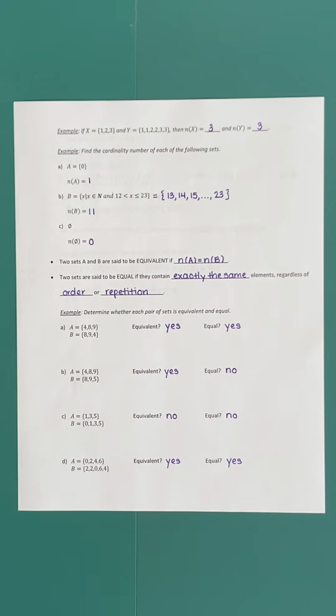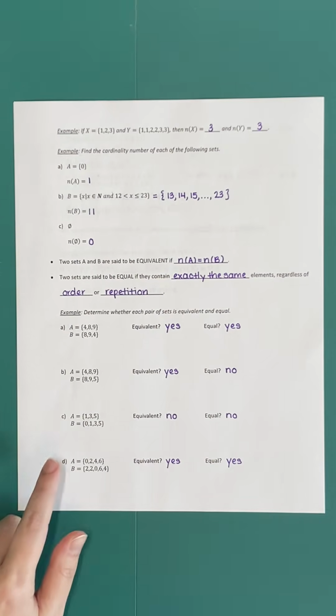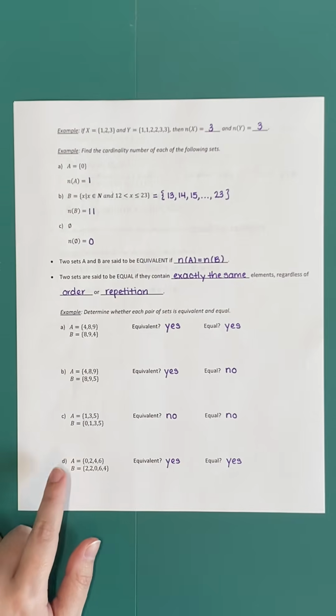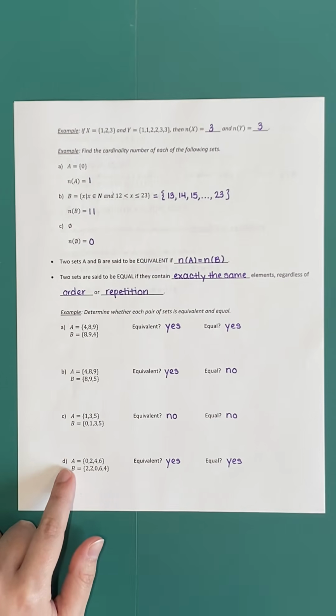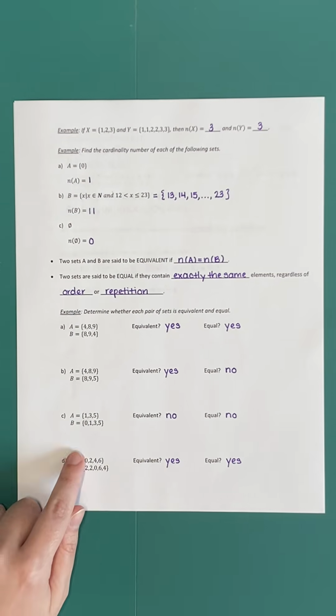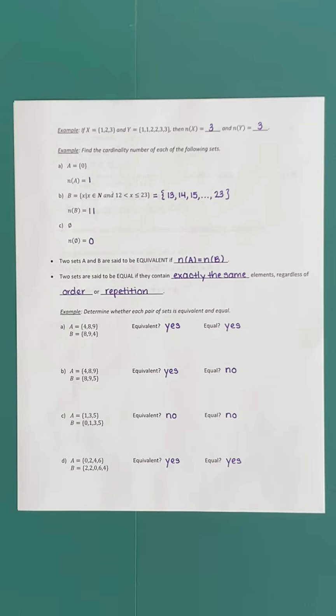Okay, one more. This one is a little bit tricky. We're going to have to be careful. So A is {0, 2, 4, 6}, and B is {2, 2, 0, 6, 4}. Okay, are they equivalent? Well, if you just look at them and compare the sizes just looking at it, immediately it seems like they wouldn't be, right? Because we have 4 things in A, we have 5 things in B. You have to think about what the cardinal number means.